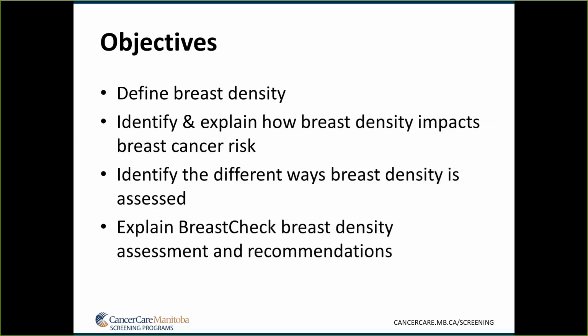So by the end of this webinar, the objectives are that the learners will be able to define breast density, identify and explain how breast density impacts breast cancer risk and also detection, identify the different ways that breast density is assessed, and explain the BreastCheck breast density assessment and recommendations.